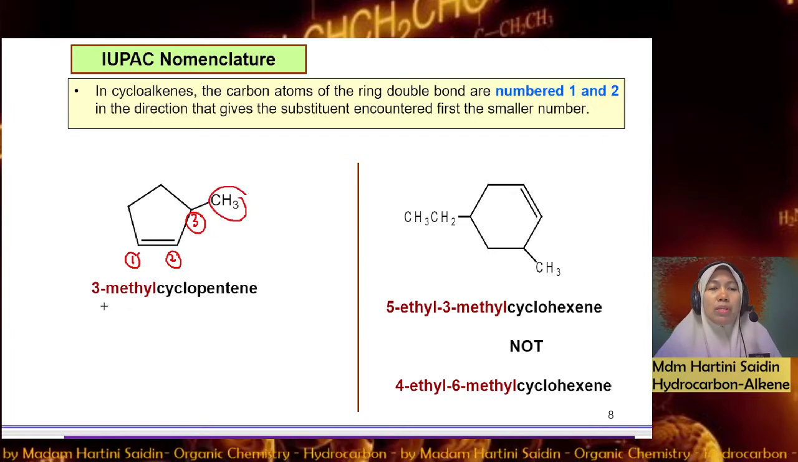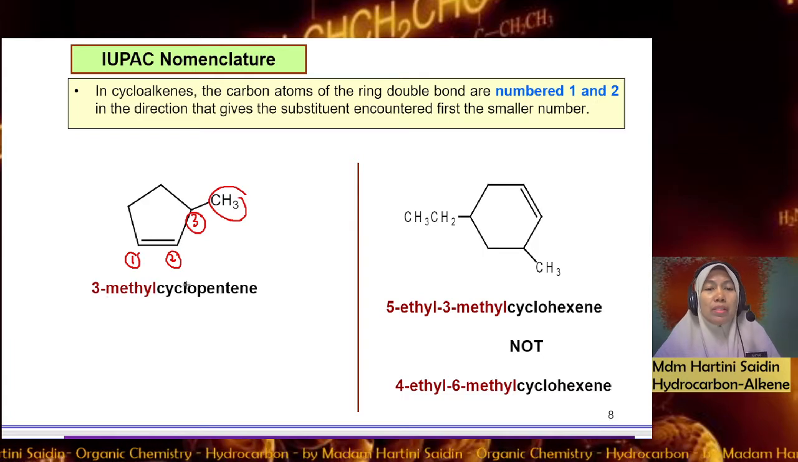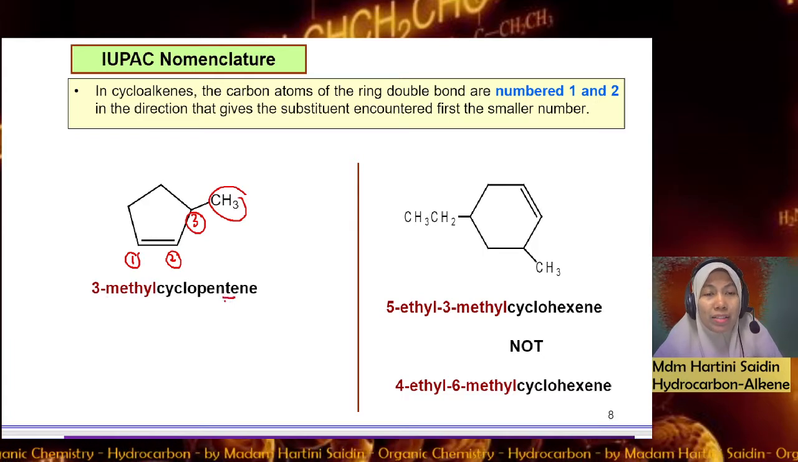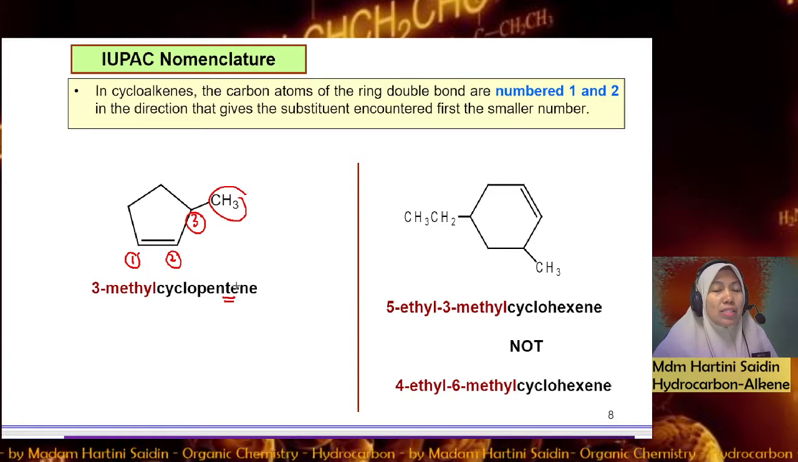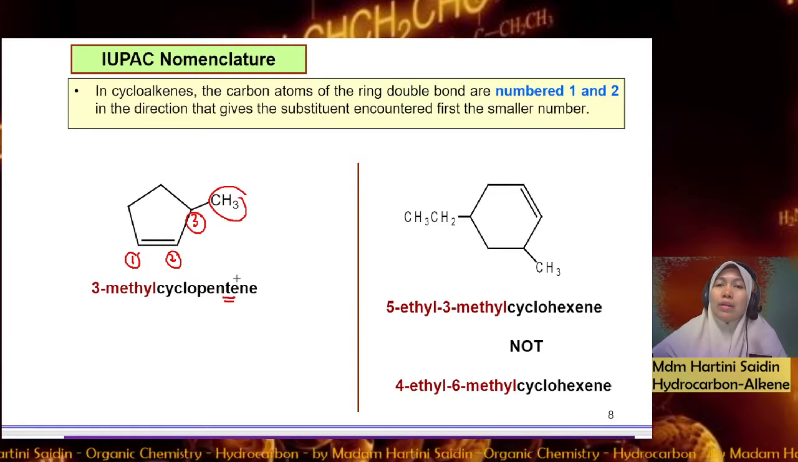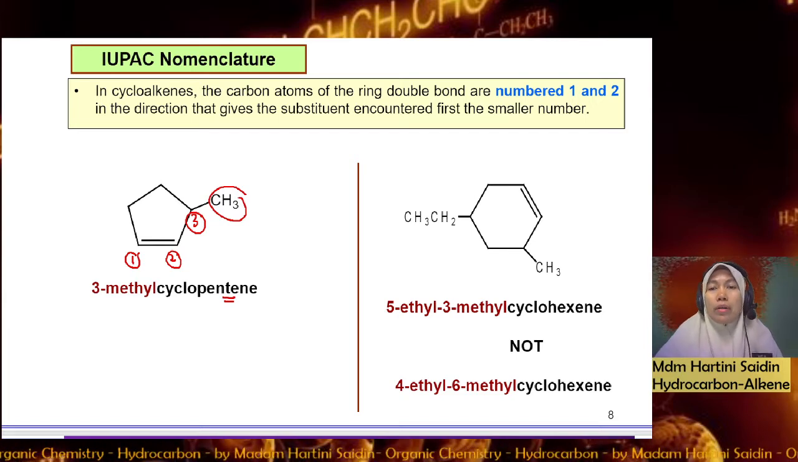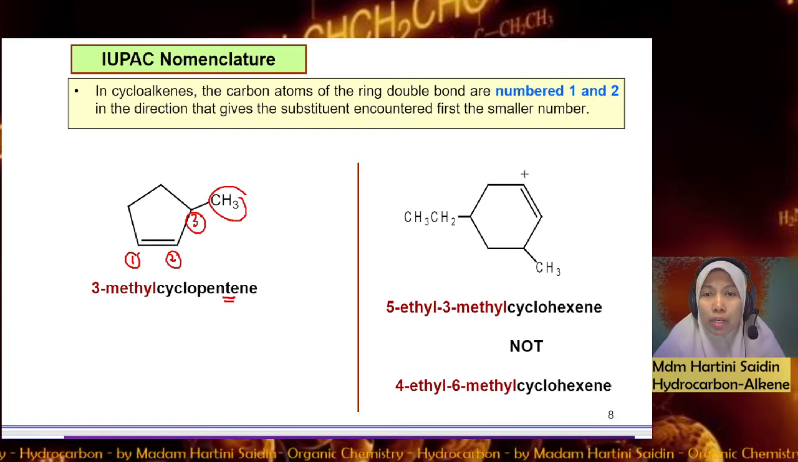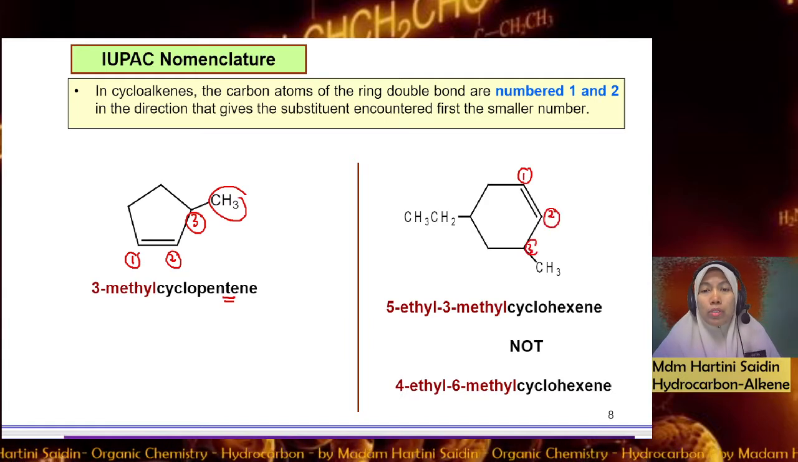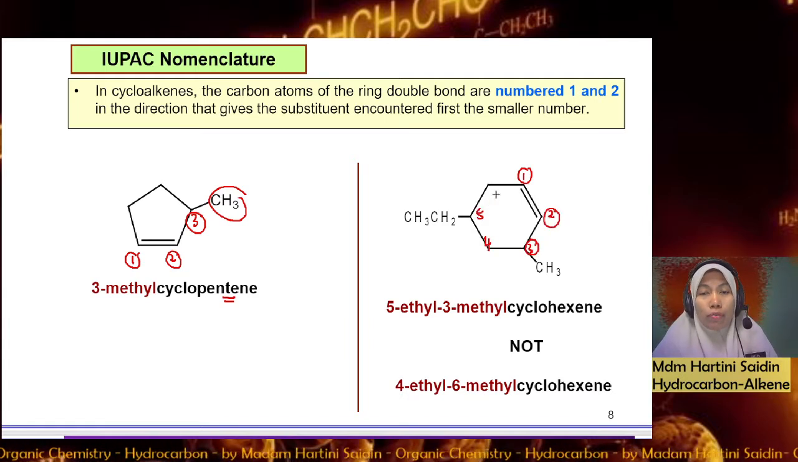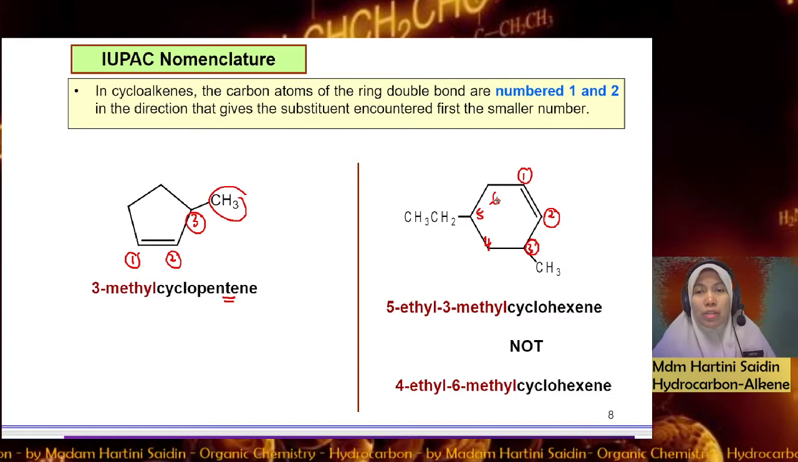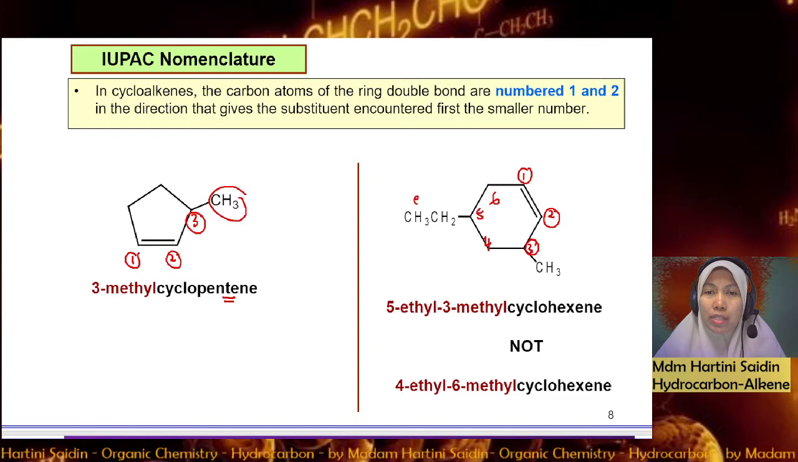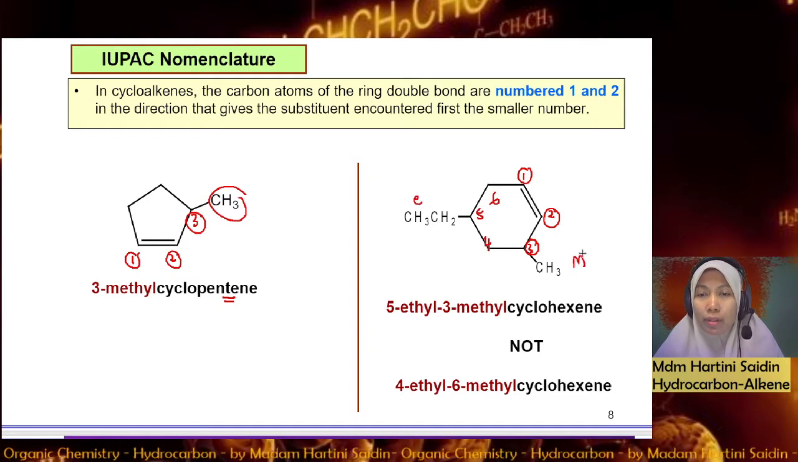So the name is 3-methyl-cyclopentene. Okay, 3-methyl-cyclopentene. Okay, here, if you start counting here 1, 2, 3, 4, 5, and 6. So the name for this structure is, okay, this is ethyl, methyl.